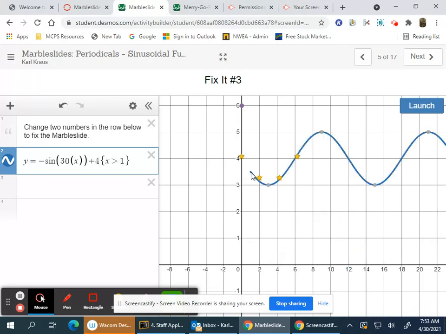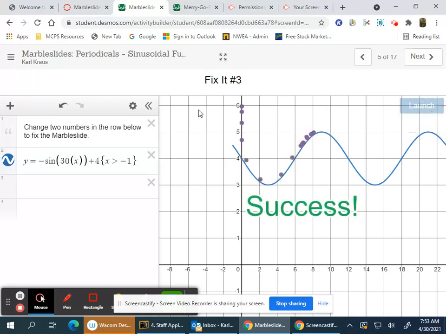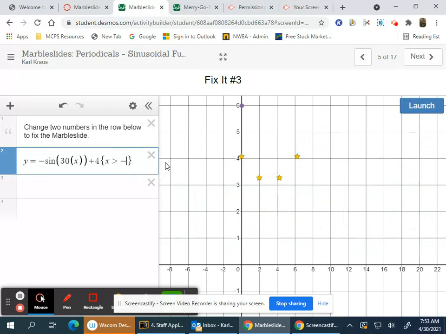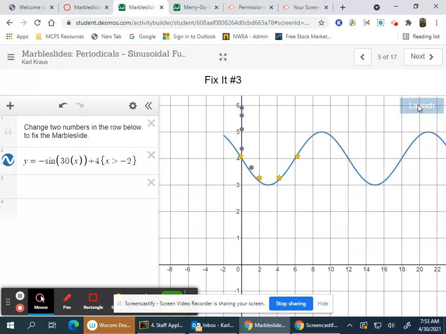All right, and then I need to extend this. You could try 0, but when I launch it, some of the marbles hit and bounce off. So to make it less than 0, anything less than 0 would work here. In other words, if you made this a 2, it would work. Anything less than 0 in here, any negative number would work.